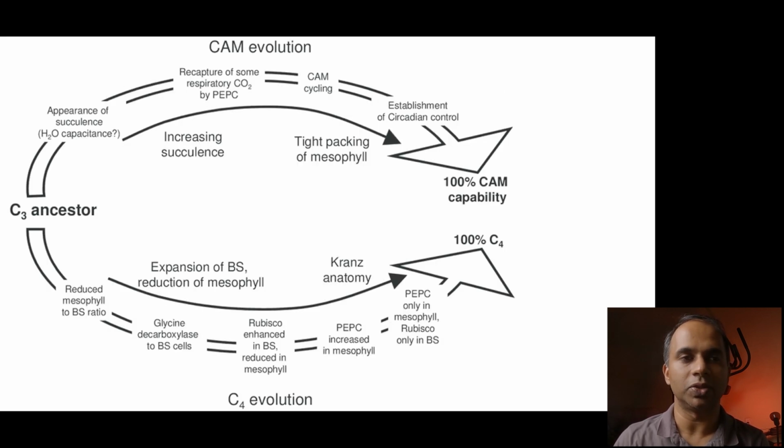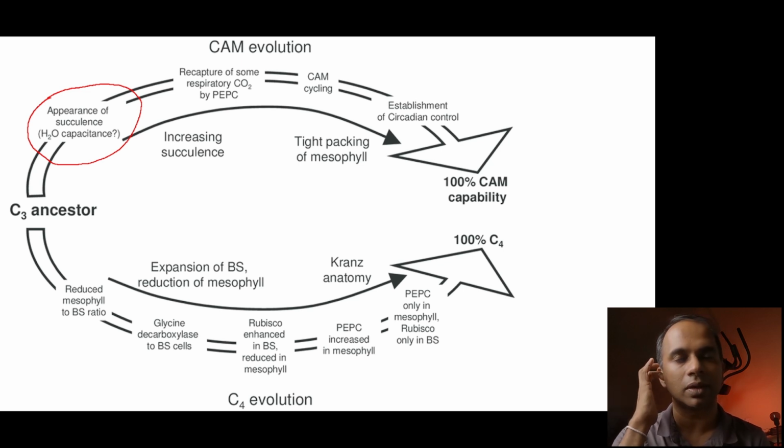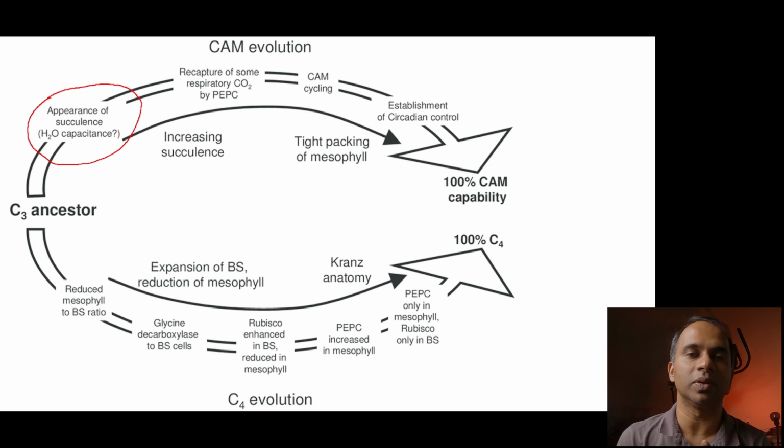In a very simplified diagram, I can show you how the CAM evolution happened and how the C4 evolution happened. It all started with C3 ancestors. CAM plants are by nature very succulent. If you take aloe vera and other cactus-like plants, they are very succulent because they are trying to preserve their water. So we think that during CAM evolution, the appearance of succulents started at the beginning, in order to increase water capacitance.